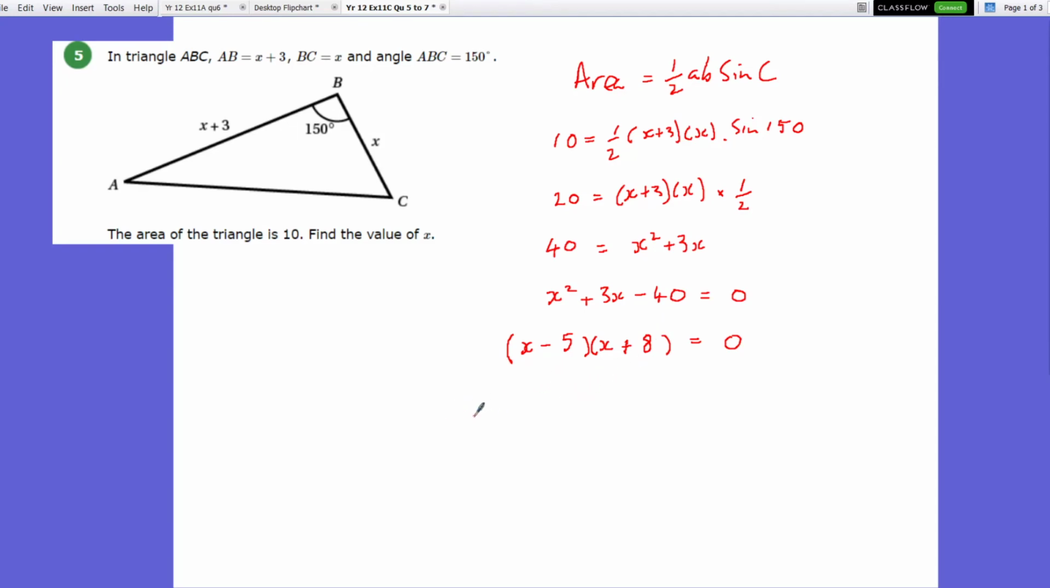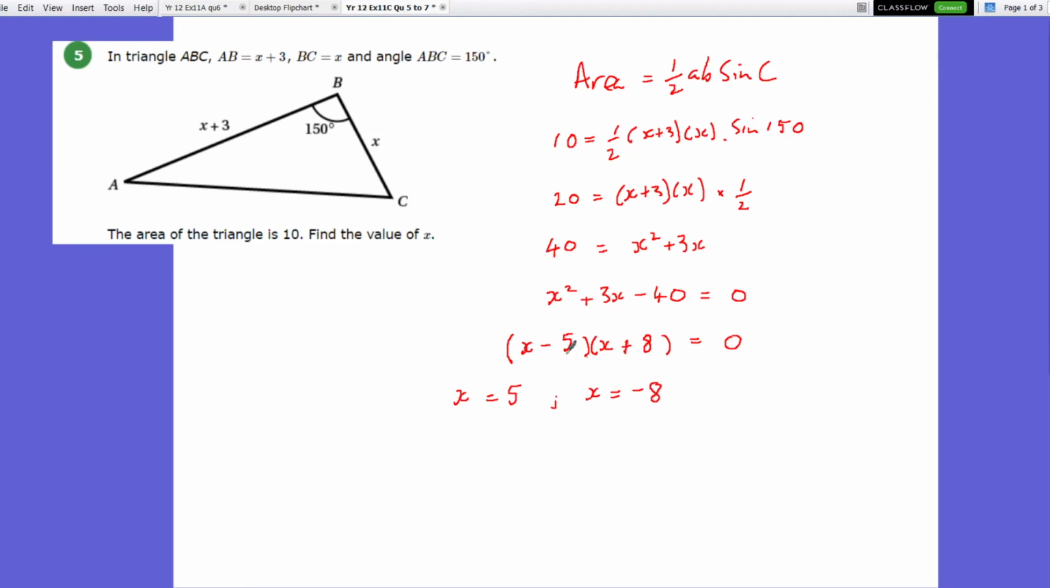Okay, so happy days. So this factor times this factor is equal to 0, so either this factor is equal to 0 or this factor is 0. So x can either be positive 5, or x can equal minus 8.